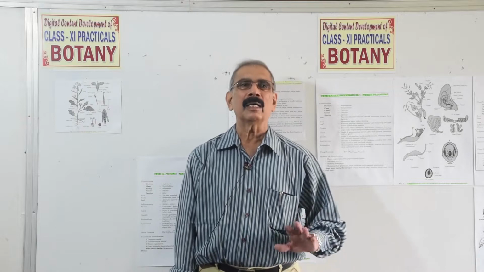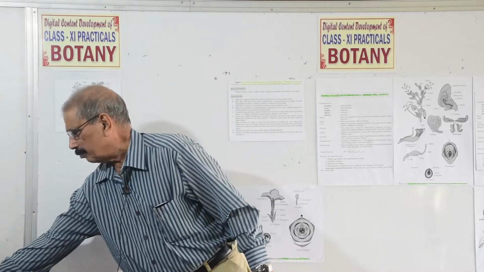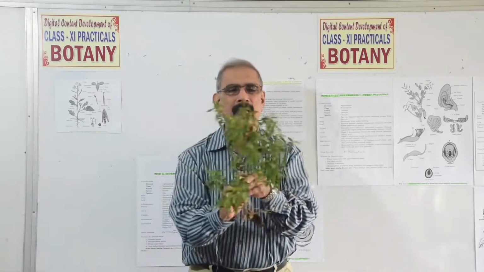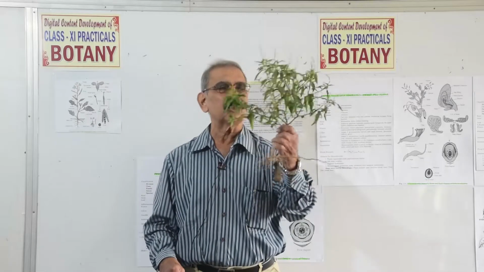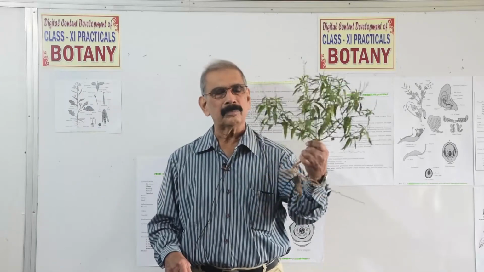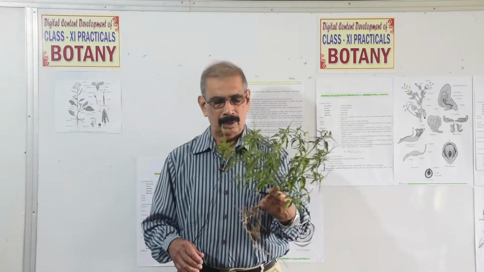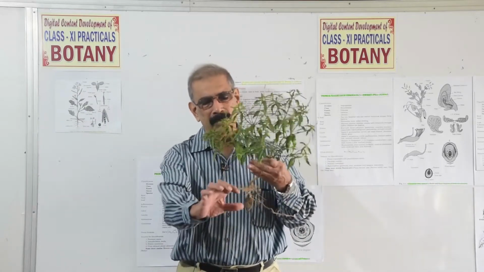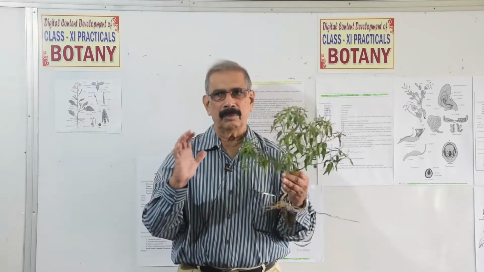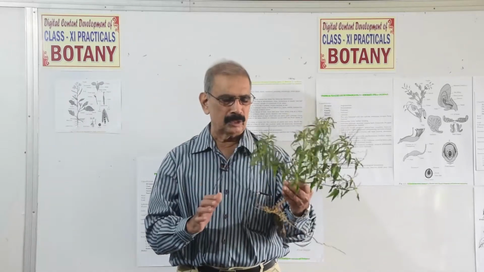particularly an angiospermic plant, has two systems, root system and shoot system. Supposing this is a typical angiospermic plant that is given in the practicals. It is written in the practical books also that this is a typical angiospermic plant. This is croton. It has a root system. This is the root system and this is the shoot system. The angiospermic plant has two systems, root system and shoot system.